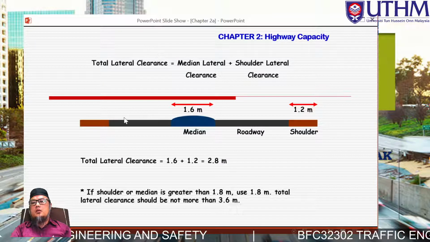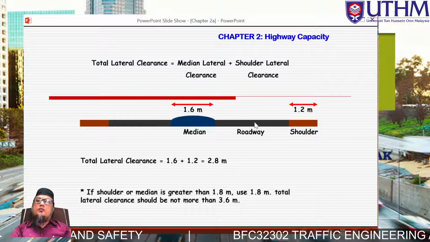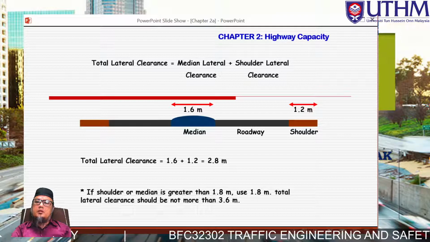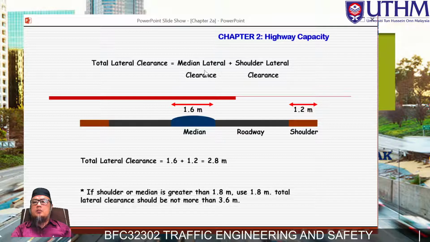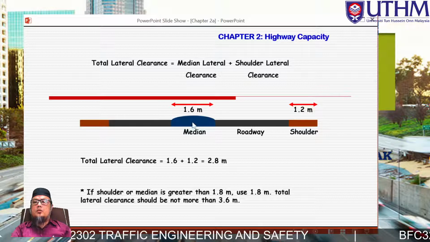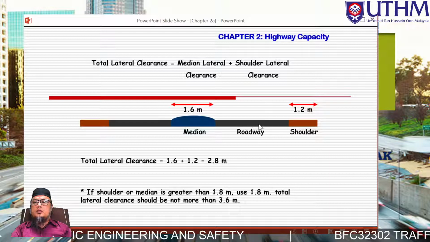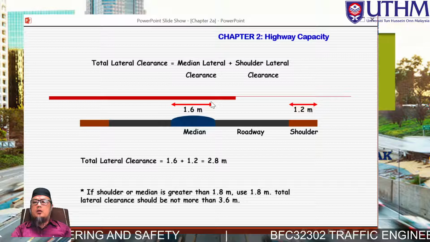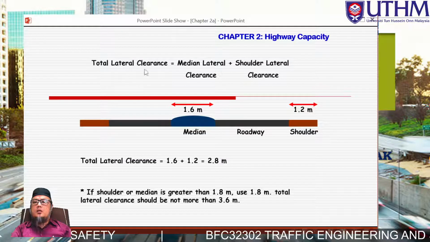Okay, these are the lateral clearance, which consists of the width from the shoulder and the median. So lateral clearance, that is, side obstruction, influences the travel speed of the drivers. Total lateral clearance means median width plus shoulder width. So this is the clearance from this roadway width. Providing more distance of median will reduce the effect of lateral clearance.